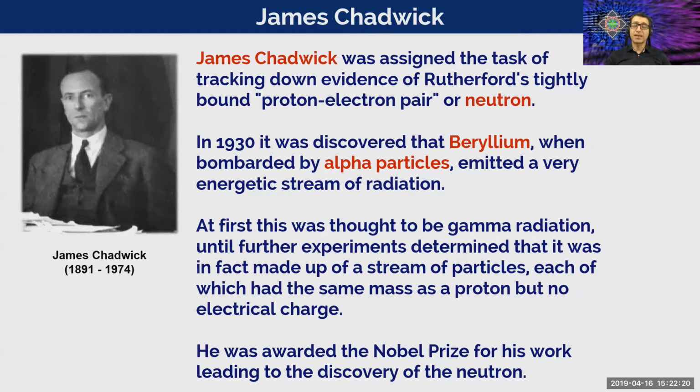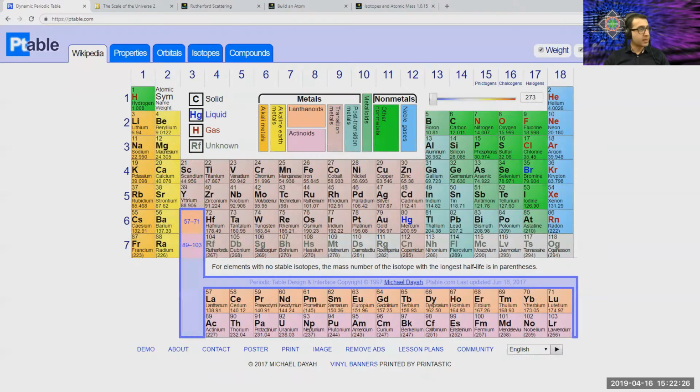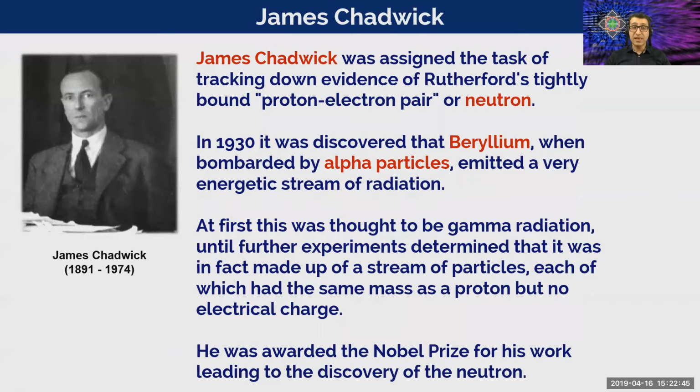But in 1930, it was discovered that beryllium, the element beryllium, so I'll show you that on the periodic table here. So here is beryllium, it's a group 2 element here. It was found in 1930 that when you bombard beryllium with alpha particles, the beryllium gives off a very energetic stream of radiation. Now, it was James Chadwick's work which led to us understanding that that extremely energetic stream of radiation coming from the beryllium was in fact made up of not gamma radiation as it was first thought, but a stream of particles, each of which had the same mass as a proton, but no electrical charge at all.